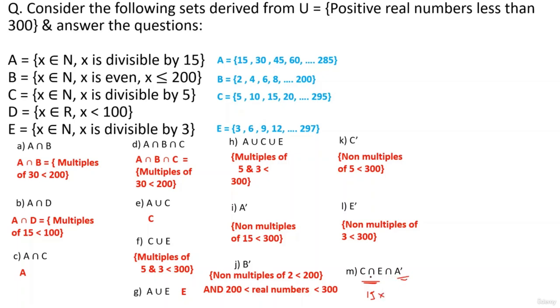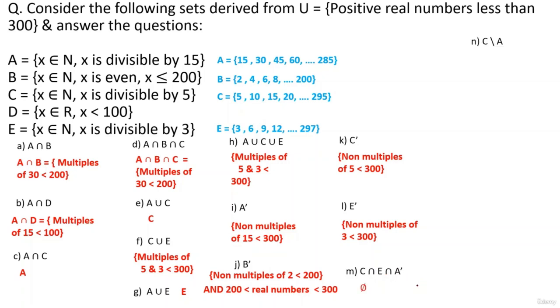And okay, उसका intersection लेना है किसके साथ? A complement के साथ. A complement we already found non-multiples of 15, right? So C intersection E is multiples of 15 and A complement is non-multiples of 15, right? So guys, between multiple of 15 and non-multiple of 15 क्या common आएगा? कुछ common नहीं आएगा, right? So in this case, the answer will be null set. Okay. Let's go on to the next one.